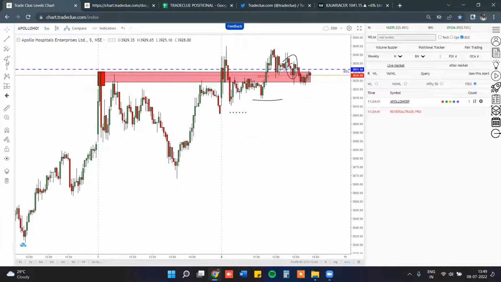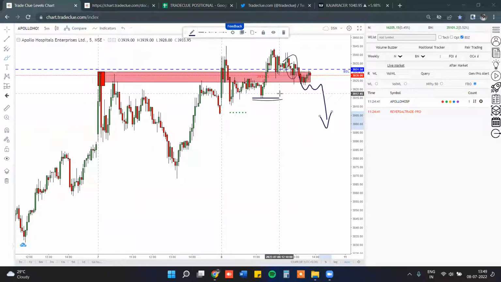Now Apollo Hospital, I guess today's alert was not triggered; we were trying to sell over here. If it sustains below, then it can give a breakdown. But the time is already around 2 p.m., so the chances of a breakdown are now very low, or it might just end the day somewhere around sideways.